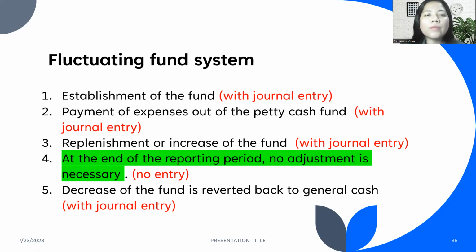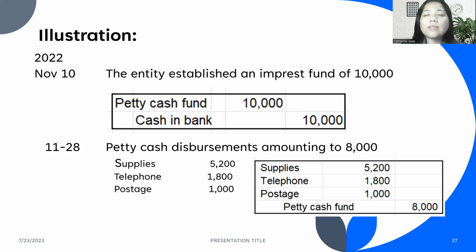And then number four, at the end of the reporting period, no adjustment is necessary because the petty cash balance is already adjusted. Because every time there is a transaction affecting petty cash fund, the account title petty cash fund is used, okay? And then number five, a decrease of the fund is reverted back to general cash and there is a journal entry. And if there's an increase, of course, there's also a journal entry. So in short, for decrease and increase of the fund, a journal entry is required.